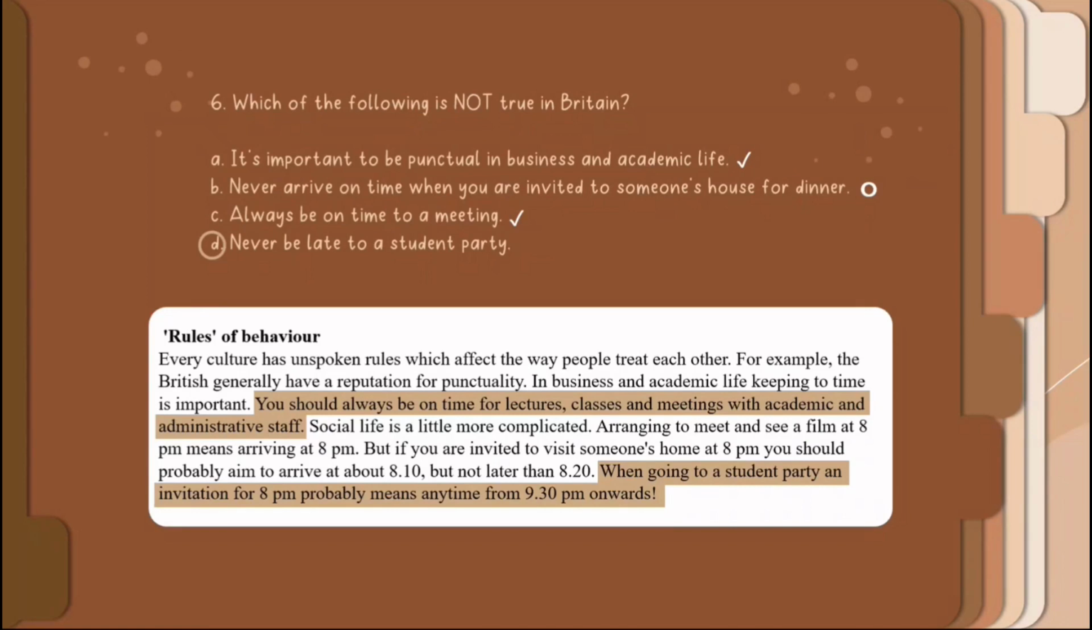And if we see the sentence, "If you are invited to visit someone's home, you should probably aim to arrive at about 8:10, but not later than 8:20." So that's why it is correct. And for D, "When going to a student party, an invitation for 8 p.m. probably means any time from 9:30 p.m. onwards," which means you can arrive at any time beginning from 9:30, so you can be late to the party if you want.